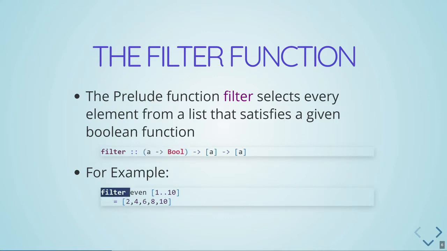So for example, we could say filter even. So even is the function that returns true if the number is even, false otherwise, over say the list of 1 to 10, and it'll only return the even numbers from 1 to 10.